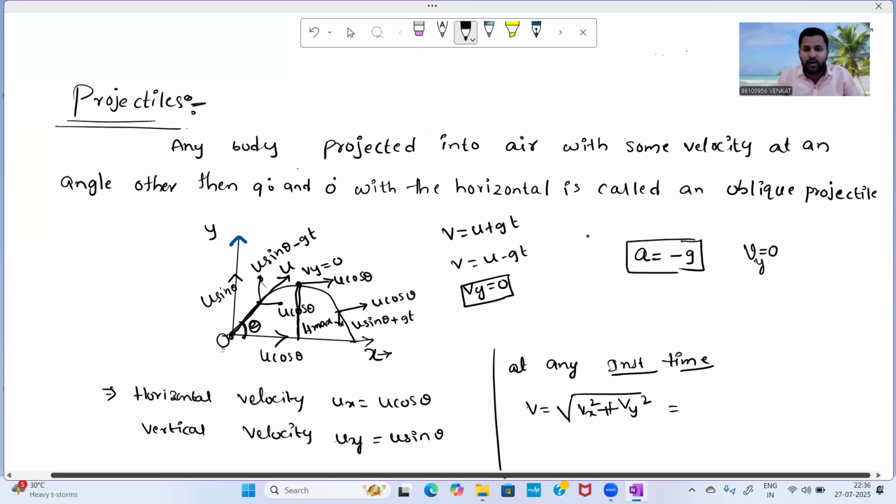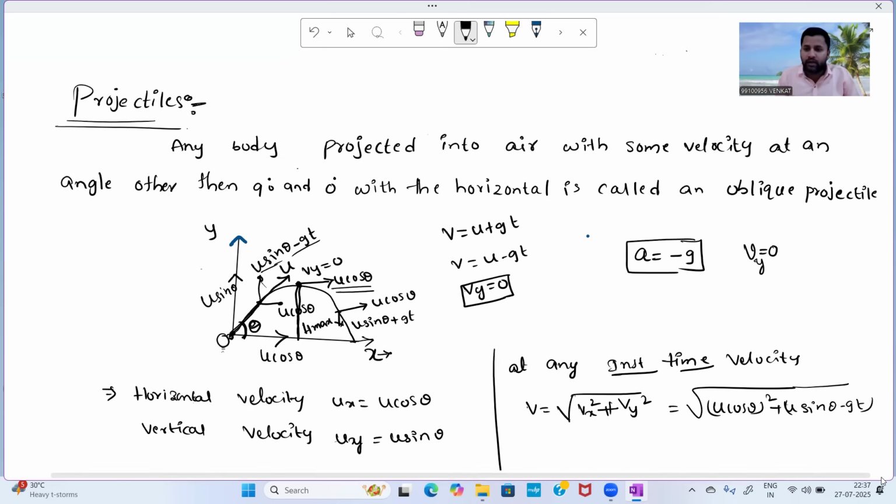Just now we discussed that the horizontal component is constant at every instant, so we write u cos theta whole square, plus at an instant of time the vertical velocity is u sin theta minus gt, whole square. Clear? So this is the velocity at any instant of time.